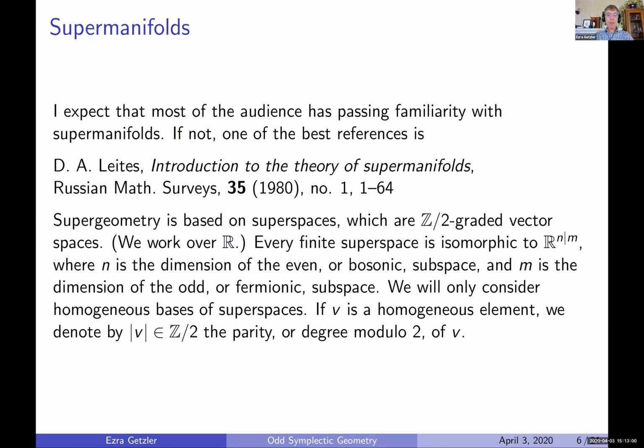Okay, so superspaces are Z2 graded vector spaces. All our vector spaces today will be defined over the real numbers. So in supergeometry, we're looking at the analog of manifolds, except locally modeled on superspaces, not on vector spaces. So if we have a superspace, so I was advised to point.